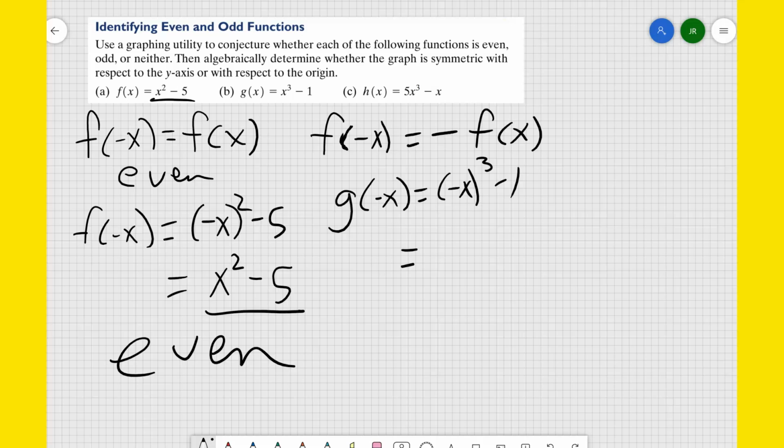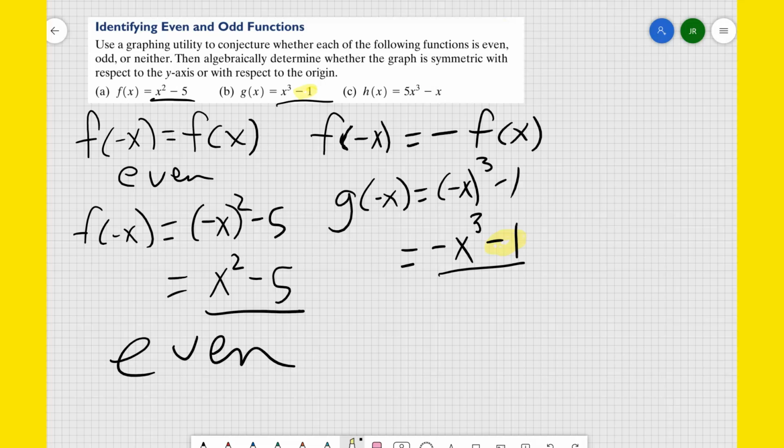So that's going to be negative x times negative x times negative x, which is negative x to the third, minus 1. Now, is this the same as what we started with? No. Is it the exact opposite of what we started with? It is not. Because, look, this is a negative 1, and this is a negative 1. So it's not the exact opposite.